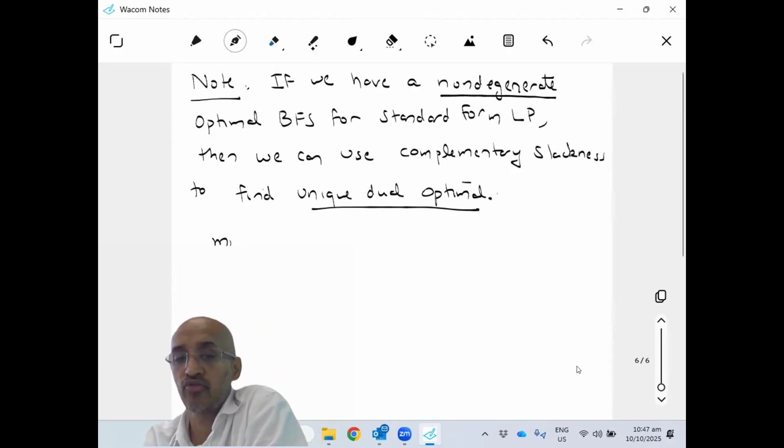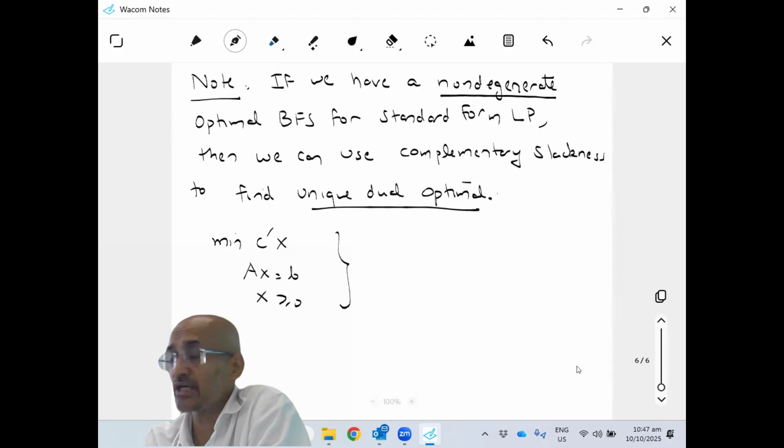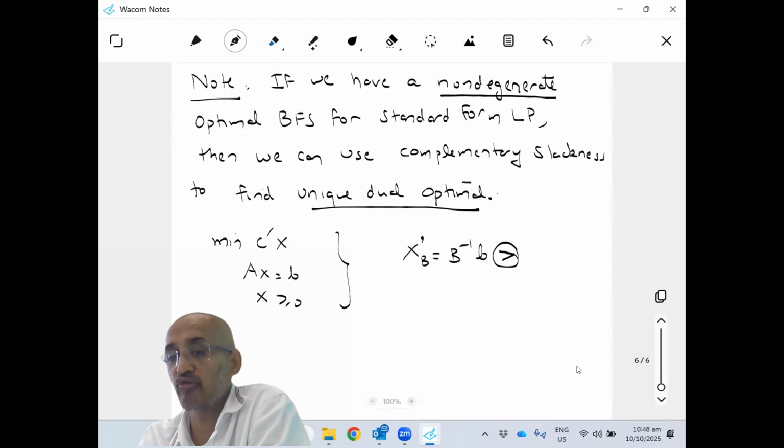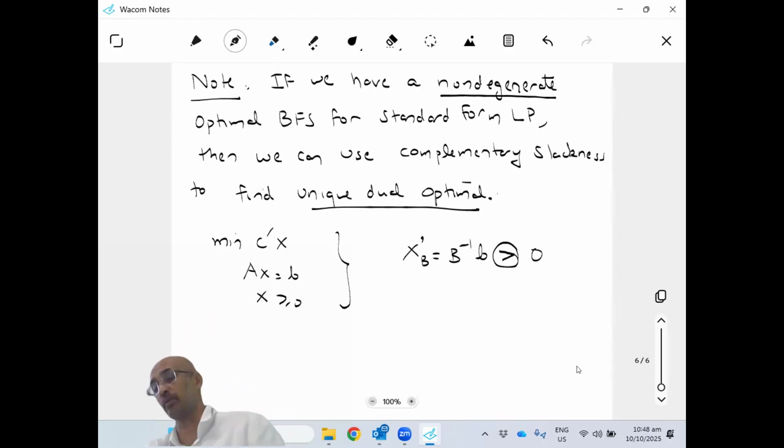Think about standard form LP: minimize C transpose X, subject to AX equal to B, X non-negative. At optimality, my basic variables should be B inverse b. Because I'm assuming it is non-degenerate, these values have to be strictly positive. Degeneracy says that some basic variables will go to zero for a standard form LP. The non-basic variables, X_N star, will be equal to zero.